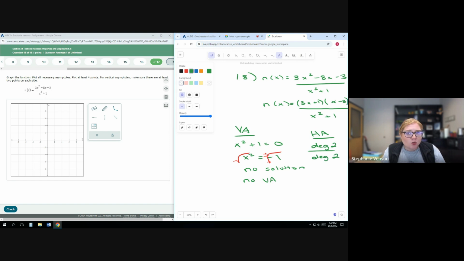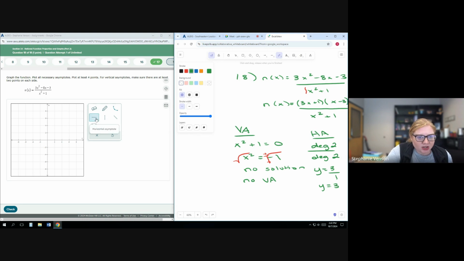And again, just like we talked about in number 17, when the degree in the numerator is equal to the degree in the denominator, then y is just leading coefficient over leading coefficient. So the leading coefficient in the numerator is 3. The leading coefficient in the denominator is an understood 1 right here. So we would say that the horizontal asymptote is y equals 3 over 1, or y equals 3. So we have no vertical asymptote to plot, but we do have a horizontal asymptote at y equals 3.